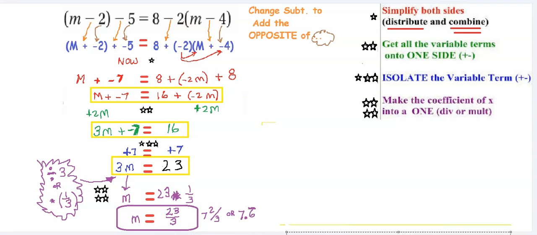And now we've got m by itself on the left, right side 23 divided by 3, and then there's 2 other options. You could write that as 7 2/3 or 7.6 repeating.